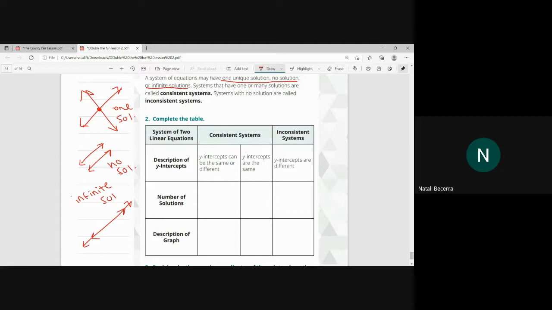All right, so y-intercepts can be the same or different depending on the number of solutions. If the y-intercepts are different and the slopes are different, it is going to have one solution and the lines intersect. So it's like the first picture I drew. If the y-intercepts are the same, that means that they have infinite solutions, and that means that it is the same line. And then inconsistent systems, the y-intercepts are different. That means that they have 0 solutions and they're parallel.